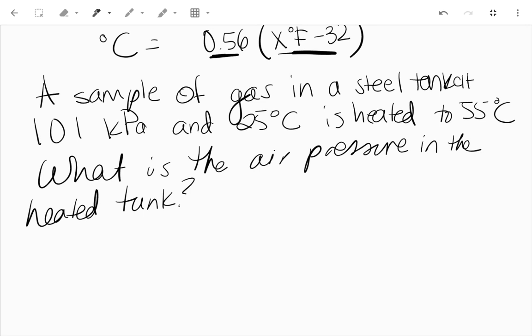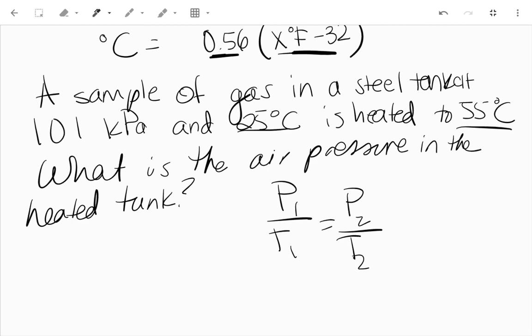Oh boy. All right. So this one is going to require me first to change these to Kelvin. Okay. That is my first step. And then I can go ahead and proceed to P1 over T1 equals P2 over T2, where P1 is my initial pressure, P2 is my final pressure, T1 is my initial temperature, and T2 is my final temperature.